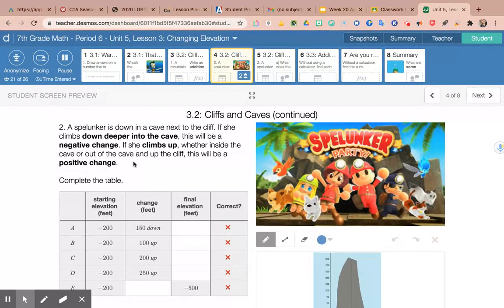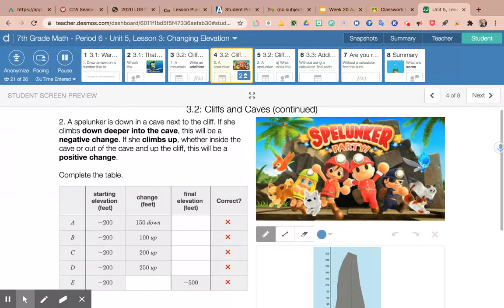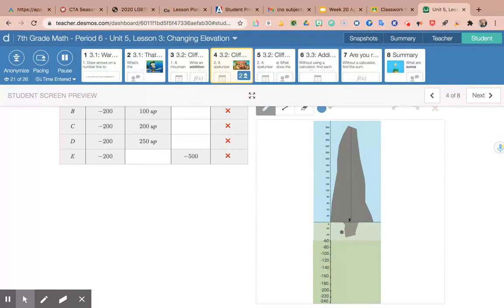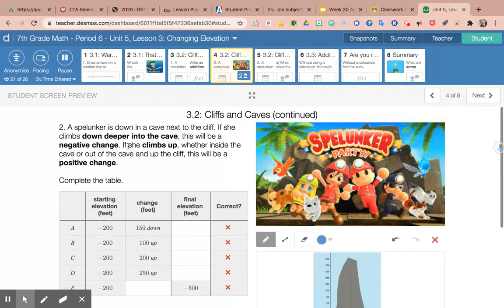All right, number 4 was the last one we did today. It's very similar to the last one, but now if you're under, you're in the cave. And if you're up, you're on the cliff. So here's the cave. If I go down, it's going to be a negative number. If I go up, it's going to be adding a positive number. So this is all about adding.